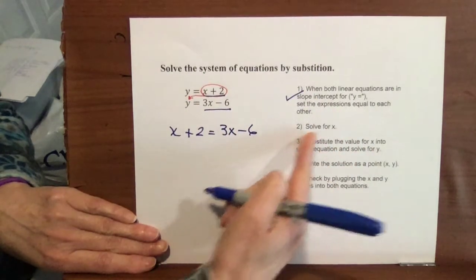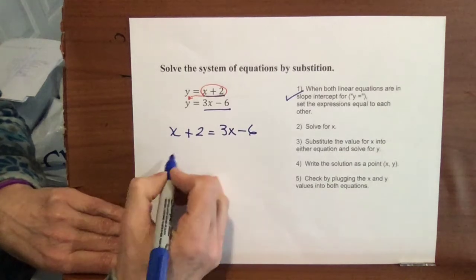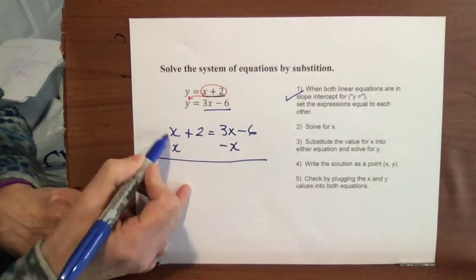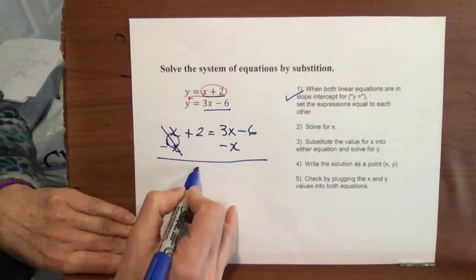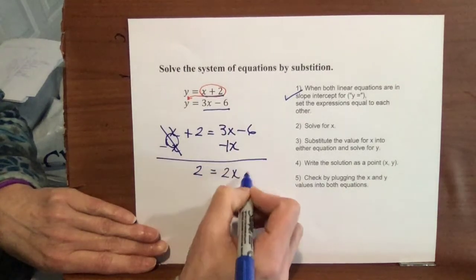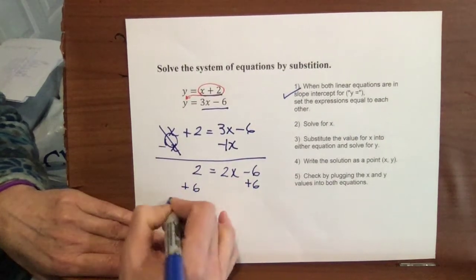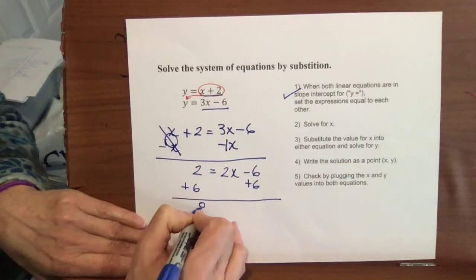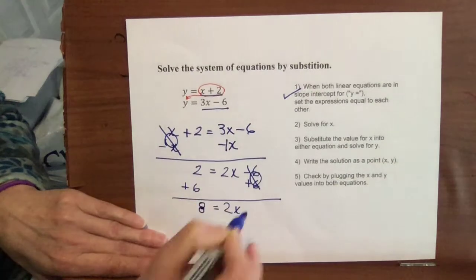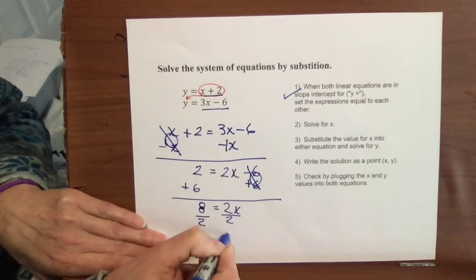Next step is we're going to solve for x. So I'm going to bring this x to the right-hand side since the 3x is larger and I don't have to deal with a negative sign there. If I subtract x on each side, that's a 0. I'm going to get 2 equals 3x minus 1x is 2x, and I still have minus 6. I'm going to bring the 6 over to the left side. 2 plus 6 is 8. These cancel out, and that still leaves me with 2x. And then I'm going to divide by 2 on each side to solve for x. And so x equals 4.